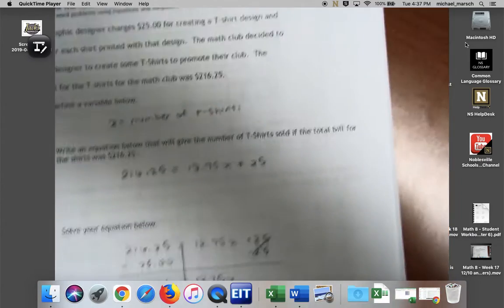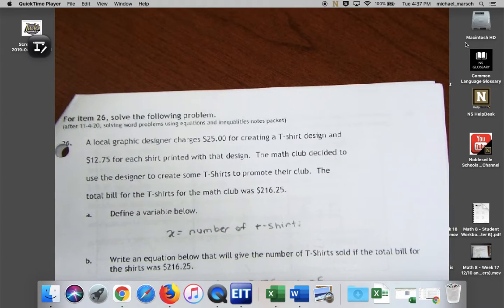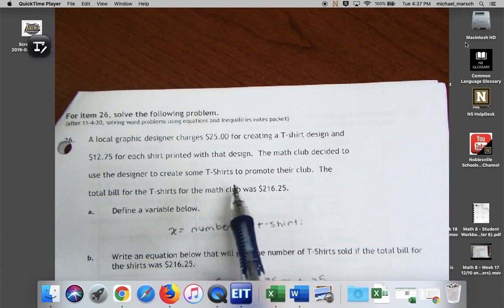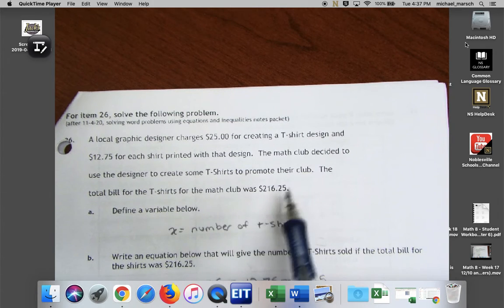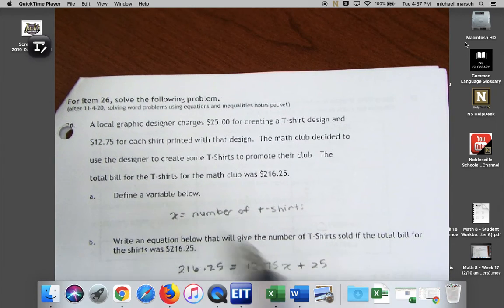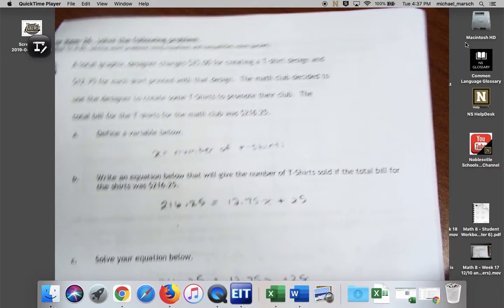All right, now we have somebody making t-shirts. They charge $25 and then $12.75 for each shirt you print. The math club decided to design t-shirts to promote their club. This was their price. How many shirts did they purchase? Okay, so we're going to use X as the number of shirts.